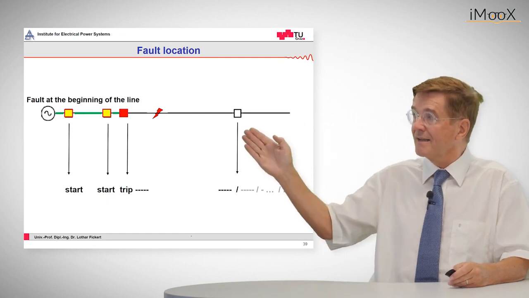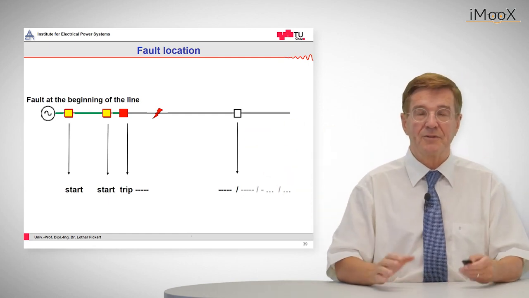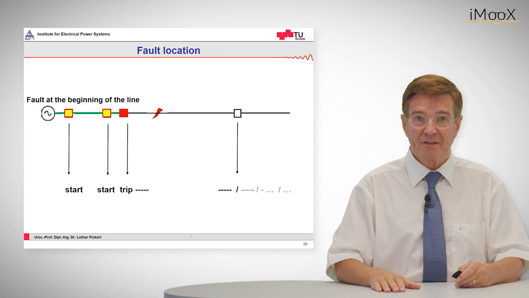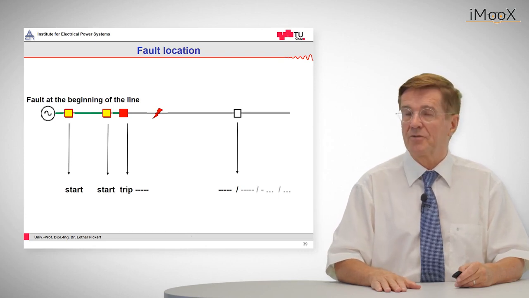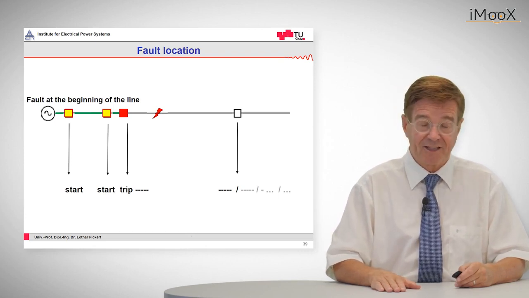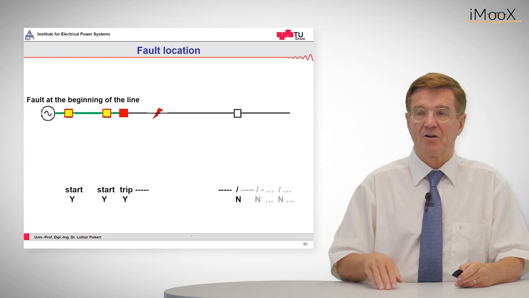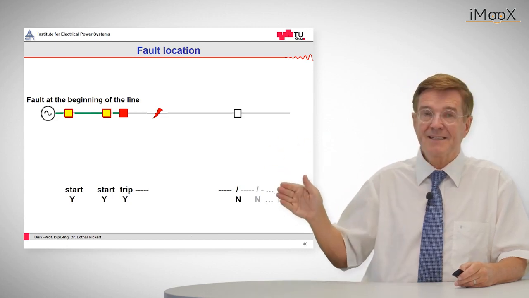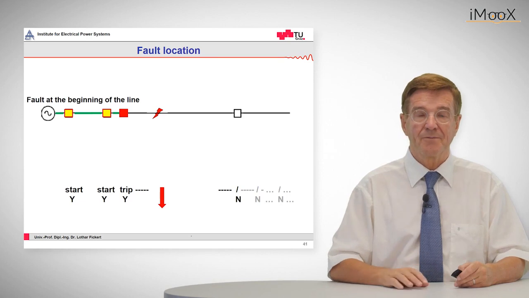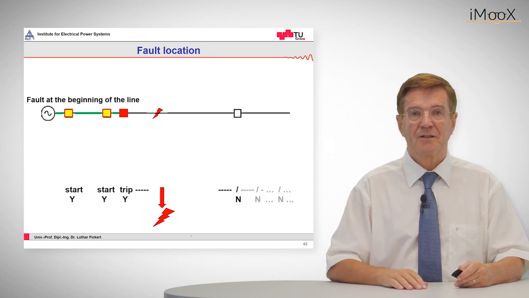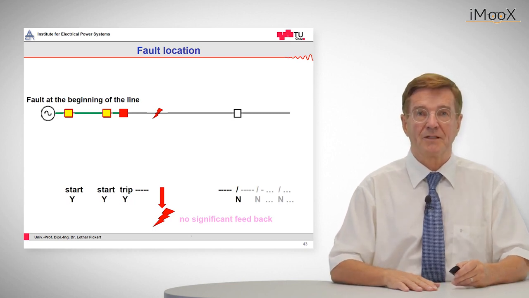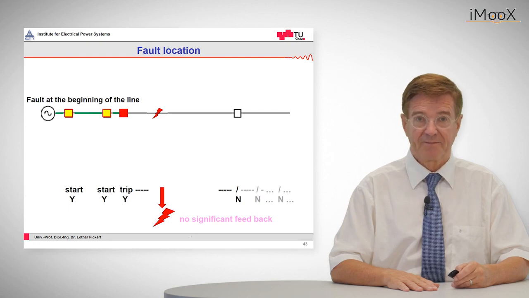And behind that trip there is no reaction at all. The reason is, after a fault there is no voltage on the line anymore, no fault current, not anything, and therefore this relay will not react. So we can see we have the sequence of yes, yes, yes and no. And in between we have this fault. So fault location can be carried out under one precondition, that there is no significant feedback current.